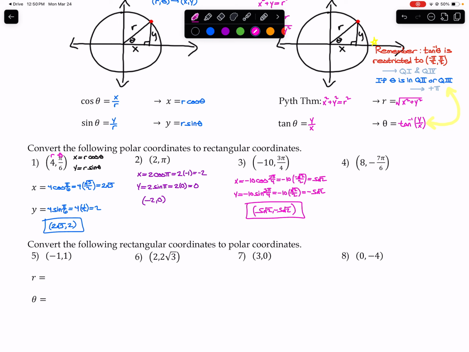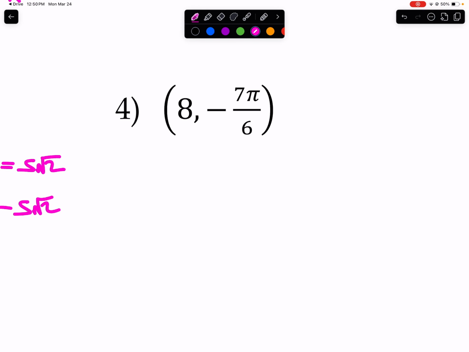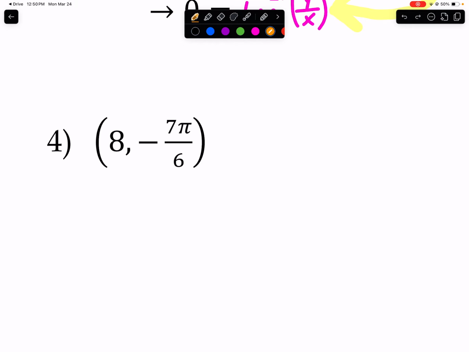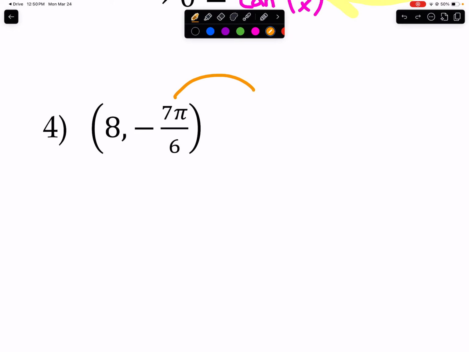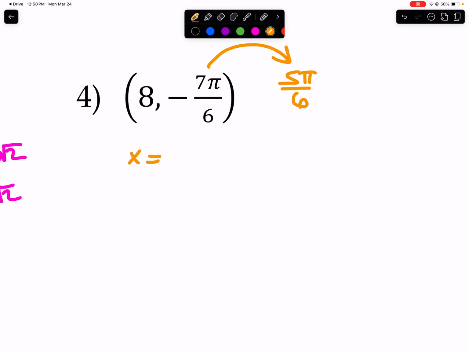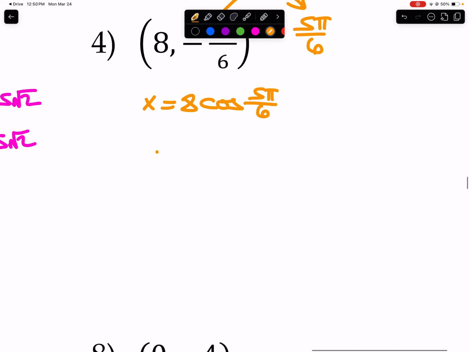Now the note that I do want to give you guys for number 4: we do give you a negative angle here, negative 7 pi over 6. Now, if you don't want to deal with the negative angle, you can always find a coterminal angle. So you can just add 2 pi if you need to. If I add 2 pi, that's going to be the same as evaluating at 5 pi over 6. So my x component would be 8 cosine 5 pi over 6, and then y would equal 8 sine 5 pi over 6. And then you can evaluate those to be whatever they are.